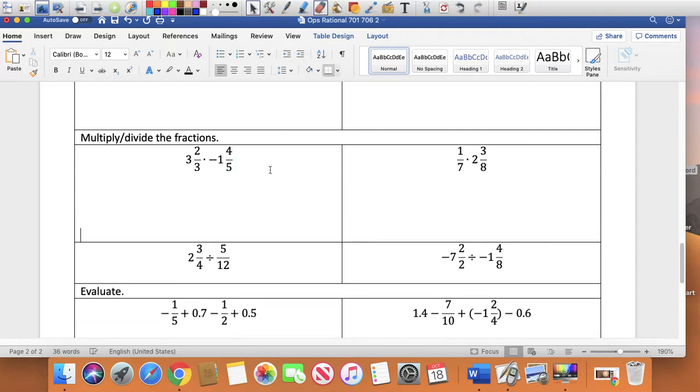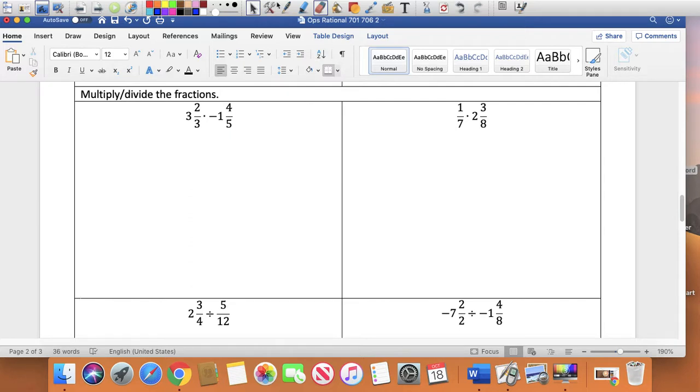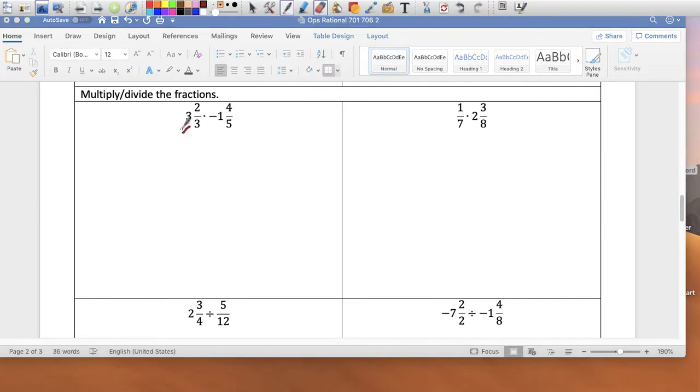So here it's just multiply, divide, right? So the first thing you should do is change this to an improper fraction. Times and a plus. 3 times 3 is 9, plus 2 is 11 over 4. Times 5 times 1 is 5, plus 4 is 9 over 5, with a negative. Can I simplify anything? It doesn't look like it. So it's going to be 11 times, well, positive times negative is going to be negative. 11 times 9 is 99. And 4 times 5 is 20.